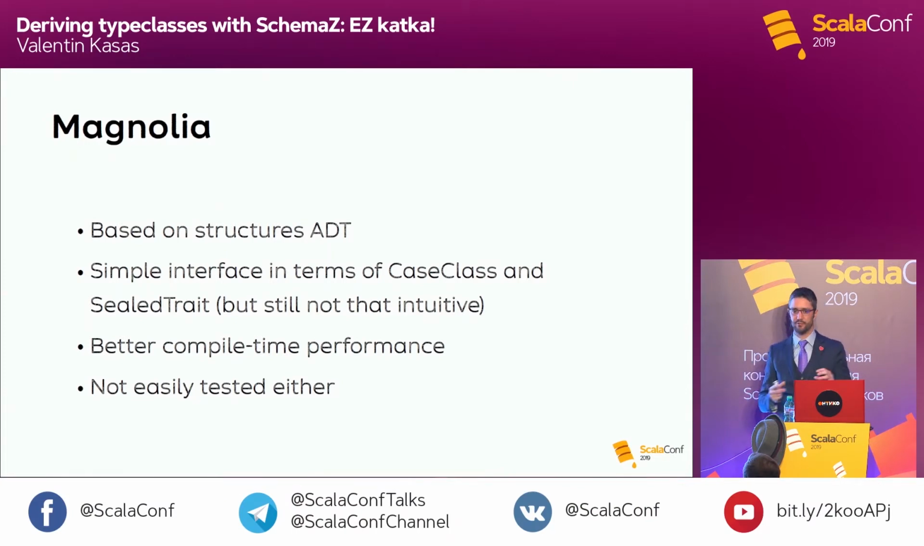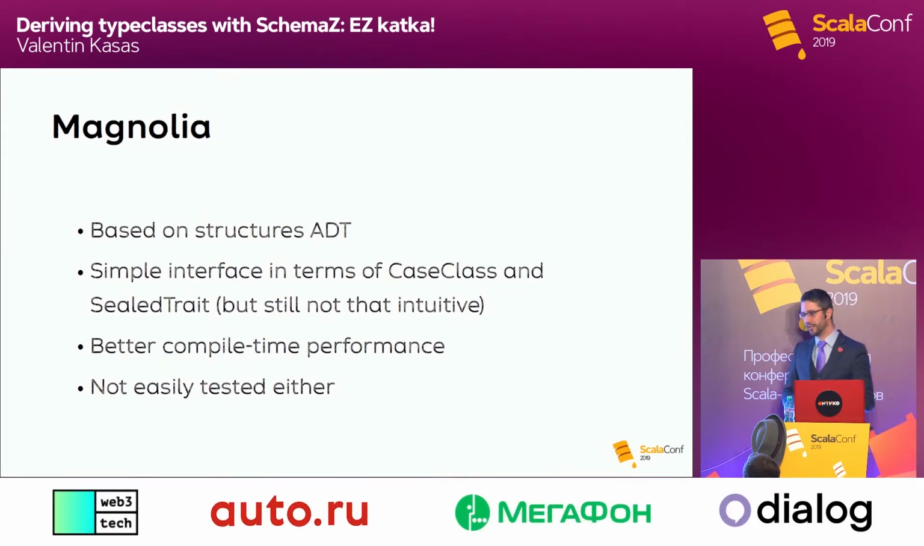Basically, case class will reflect the structure of a class. So you get the field names, the annotations, and so on and so forth. And the same for sealed trait. It's much, much better for compilation time, but also it's not really easy to test.